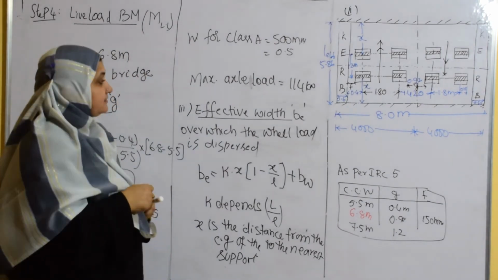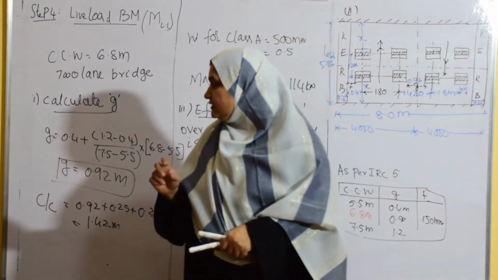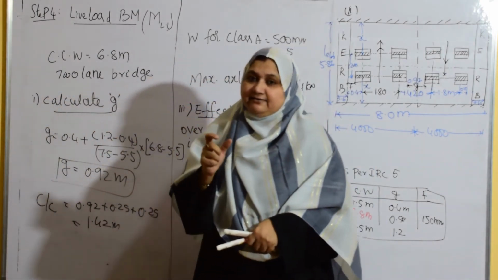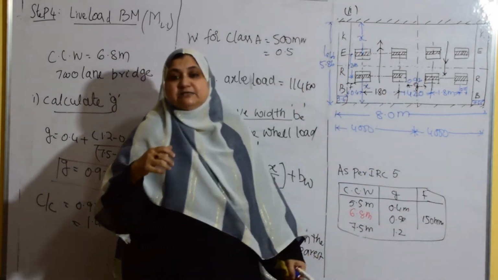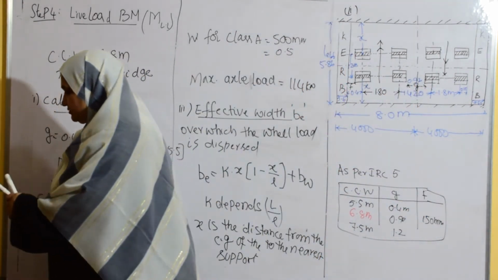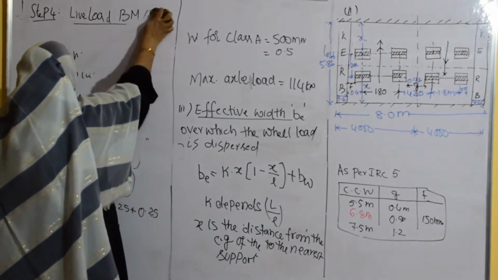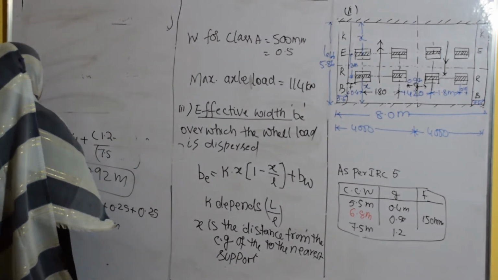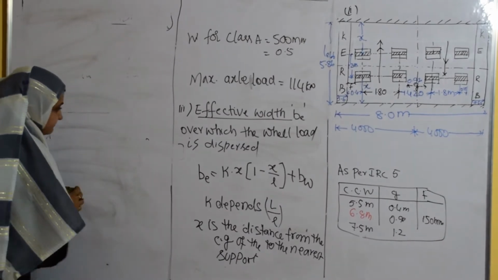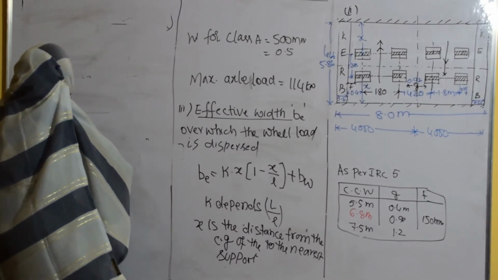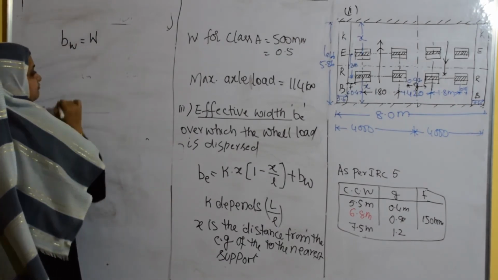Then BW. BW is the width over which the load is dispersed in a single tire. You have got 4 tires here: 1, 2, 3, 4. How much it is getting dispersed in the direction of motion. I am going to show how to calculate BW. IRC 5 gives the value of BW in terms of a formula. BW is equal to, this is in the direction of motion.